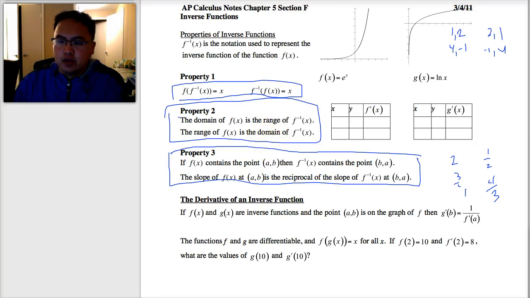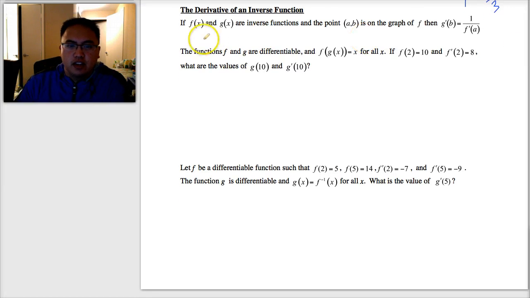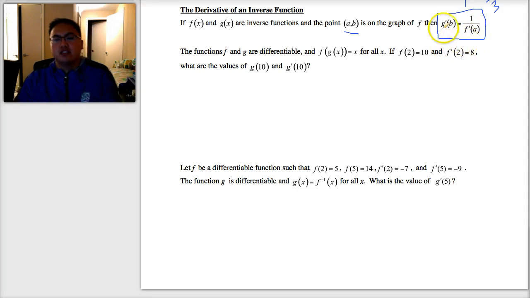Here's what you're going to take away for calculus. If f(x) and g(x) are inverse functions, and you have a point (a, b), then, and this is where it gets abstract, so you're going to have to follow me, or at least just box this. This is the only formula you're learning today. Then g prime of b is equal to 1 over f prime of a. That is the only formula you need to know for this section. It's very abstract, and it's going to be hard for you to understand. You're just going to have to practice a lot.